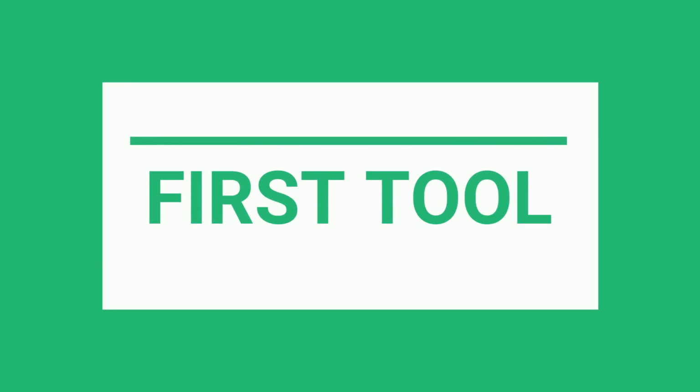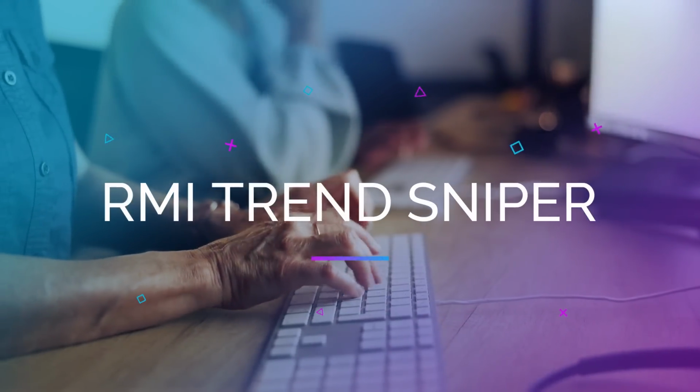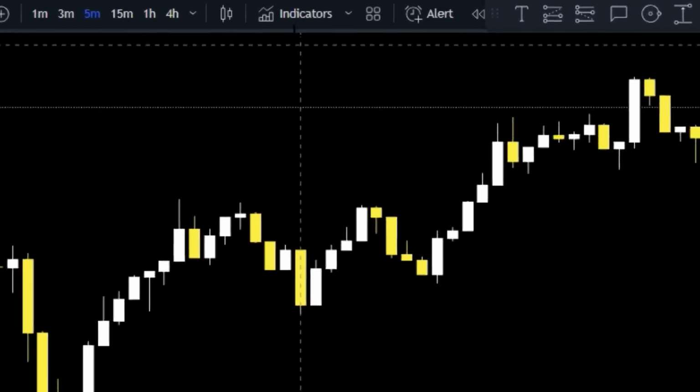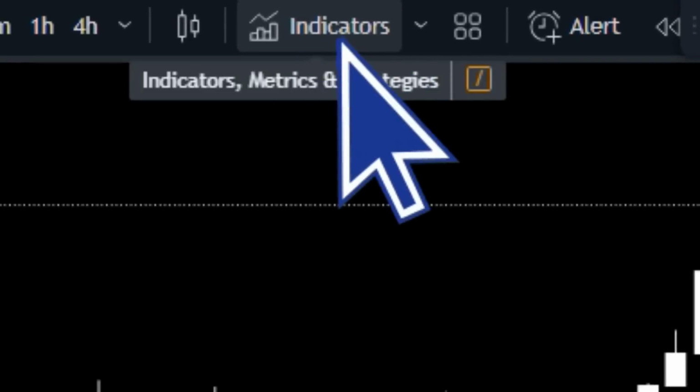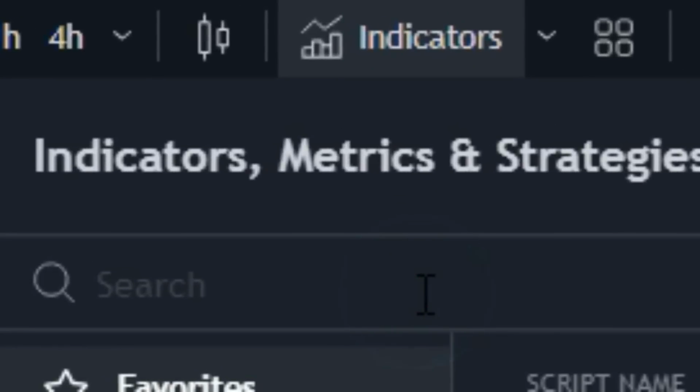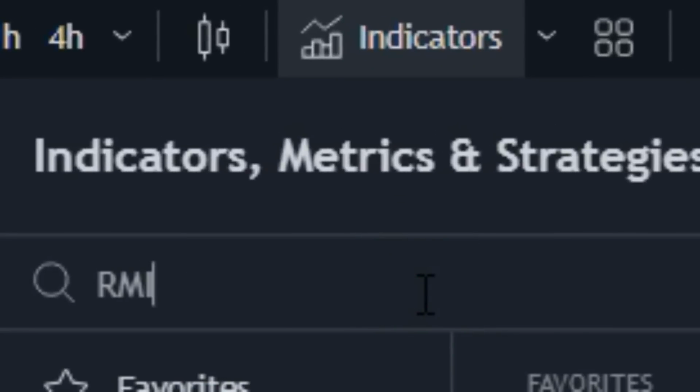Alright, let's add the RMI Trend Sniper indicator to your TradingView chart. It's a super helpful tool for trading. Here's how you do it. First, head to the indicator section on TradingView, and this is where you'll find a bunch of cool tools, including the RMI Trend Sniper indicator. Scroll through the list or use the search bar to find it. Once you find it, add it to your chart.